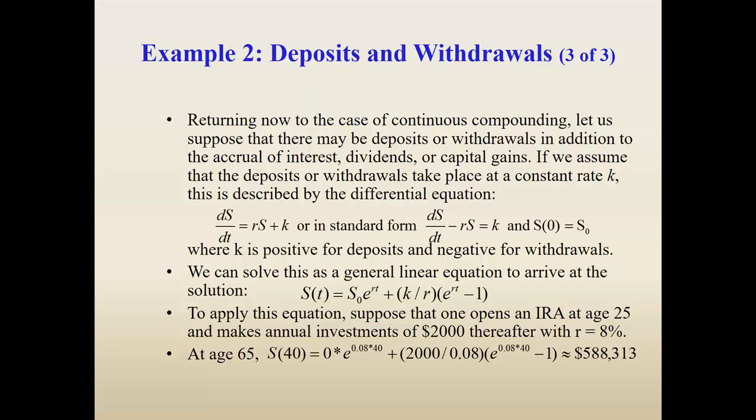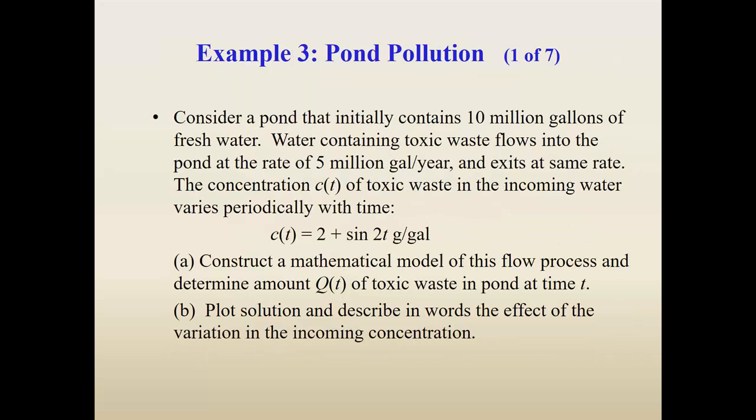And if I plug in values, where k is equal to 2,000, an interest rate of 0.08, and an initial investment of, wow, it looks like they have an initial investment of 0. Well, that's nice. Anyway, if that's the case, after 40 years of that IRA, where you put in $2,000 every single year, you'd have $588,313 in your IRA. Not bad. Assuming that everything else holds even.